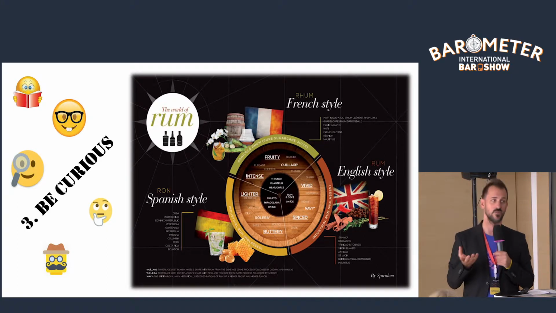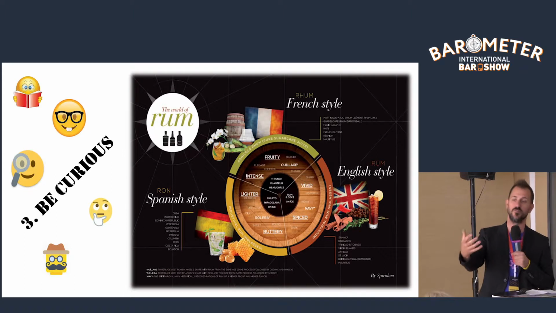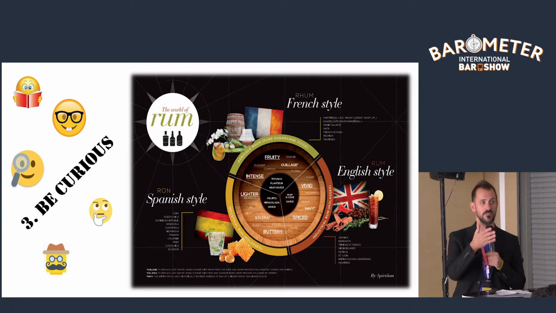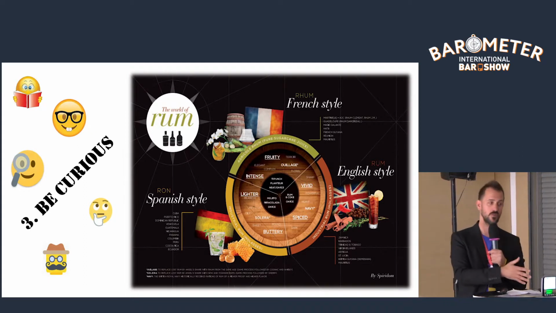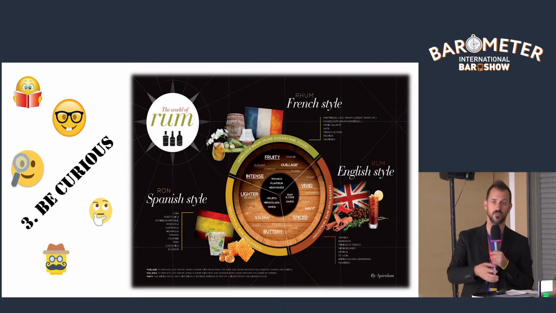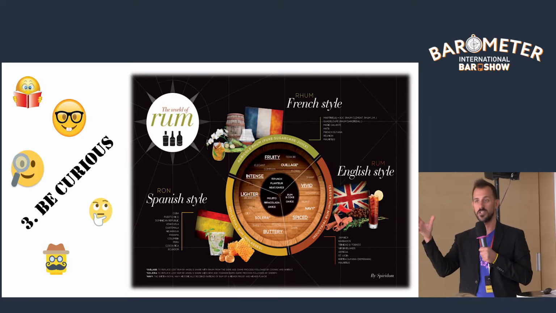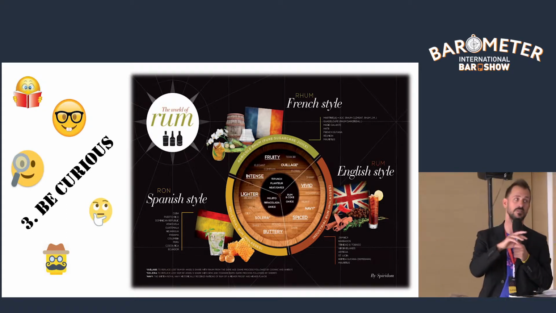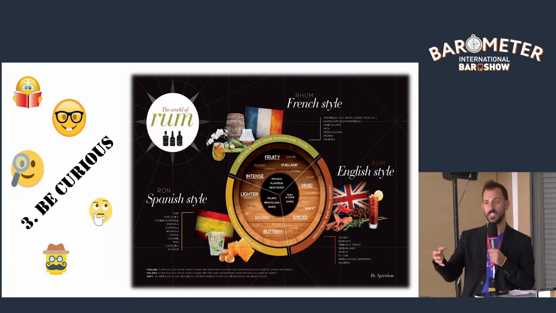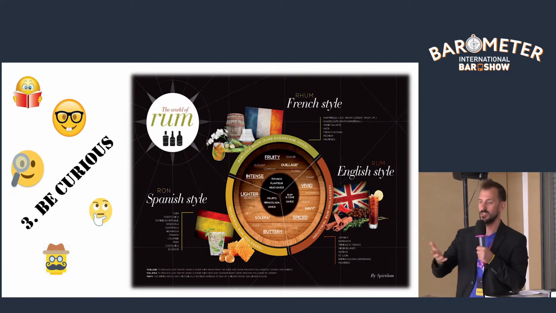And also it's really hard to understand just by looking at the bottle if the rum was aged or not, because some of the rums which are aged are filtered, so they lose all the color, and most of the rums which are sometimes not even aged have coloring inside, so actually you cannot really tell which one was aged and which not.